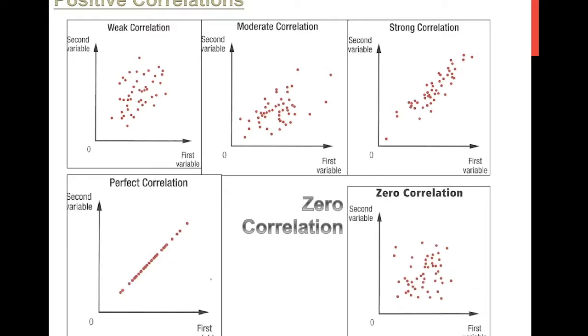Zero correlation is when you can't even tell if it's positive or negative because the points are kind of in a square. So you can't tell if they're starting from the bottom going to the top or starting from the top and going to the bottom, and they're all scattered everywhere. This means that there is absolutely no relation between the two variables, in this case.